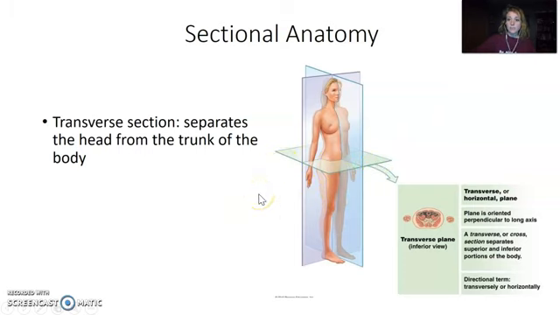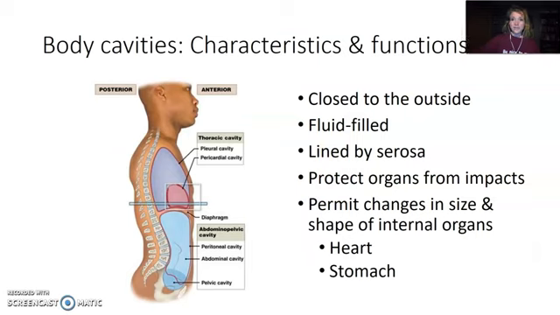All right. So next, let's jump into the body cavities. So body cavities are spaces that are found within our body that contain our organs. They're closed to the outside, they are filled with fluid, and they are lined by membranes that are called serous membranes. Serous membranes are specialized because they contain cells that secrete a fluid called serous fluid.